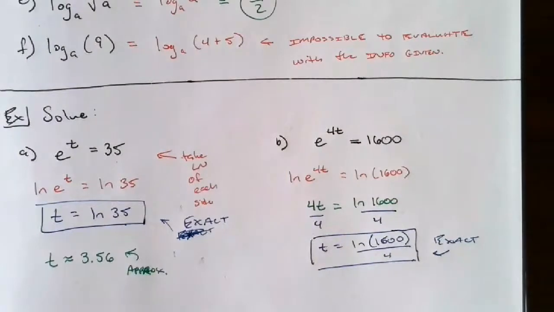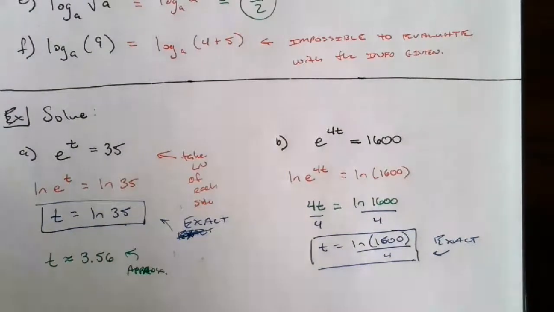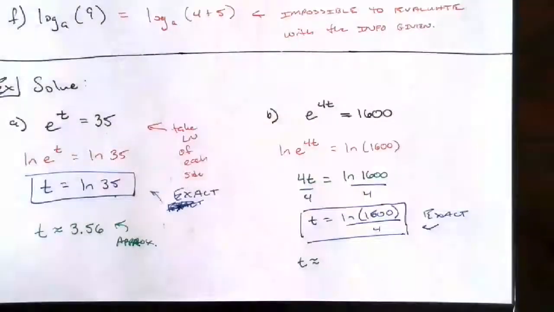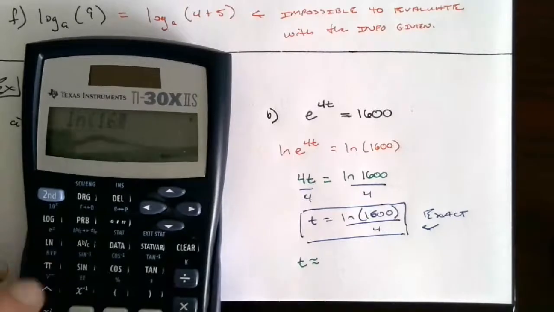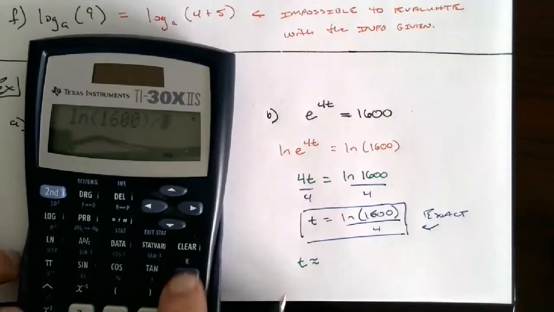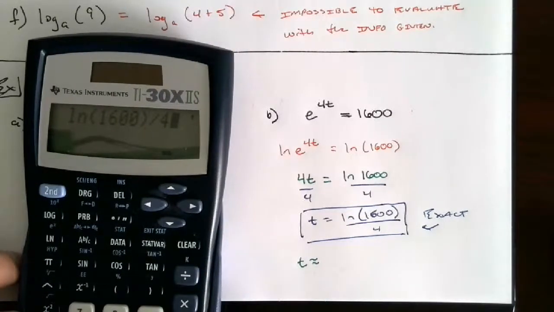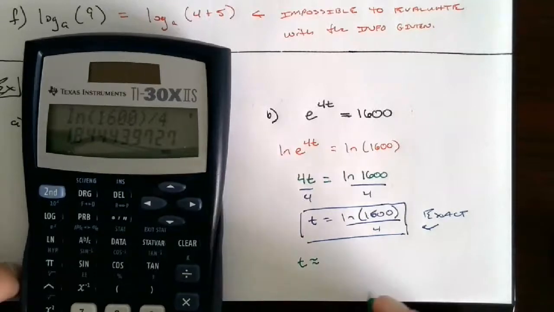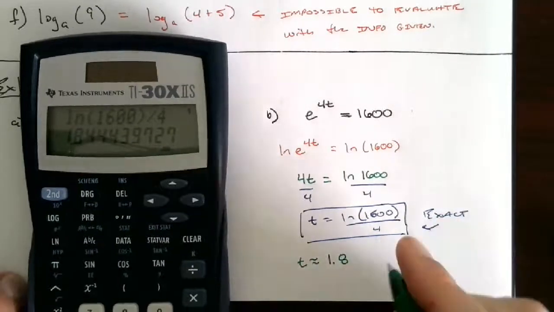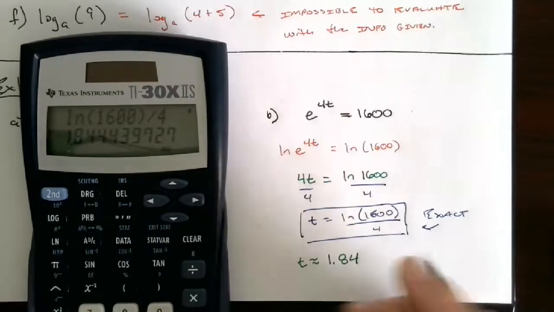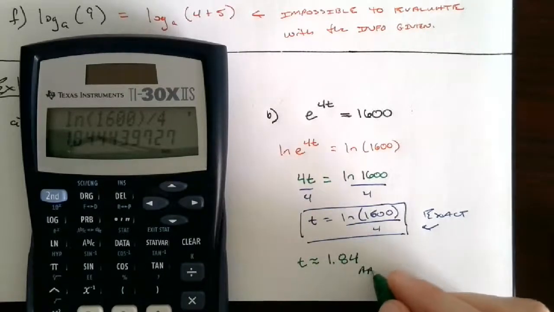If you wanted to do an approximation with the decimal, t is approximately, if I was looking at this on your calculator, natural log of 1600, close the parenthesis, divide by 4. Make sure you close that parenthesis or it won't come out the same. You get approximately 1.844, so we'll say 1.84 rounding it down. Remember, this is the approximation.